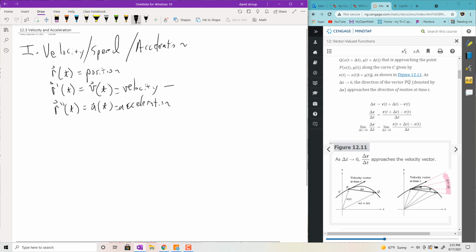To get speed, you just take the magnitude of the velocity, and so the square root of the sum of the components squared.